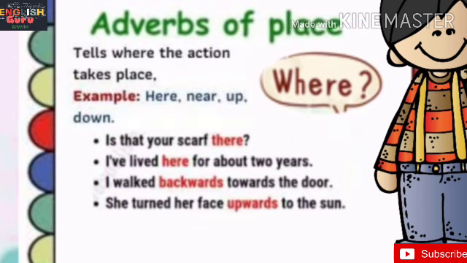Adverbs of place. Adverbs of place tell us where the action takes place. They answer the question where. Examples are here, near, up, down. Is that your scarf there? I have lived here for about 2 years. I walked backwards towards the door. She turned her face upwards to the sun. Here the words here, there, backwards, and upwards show the place of action. These are called adverbs of place.